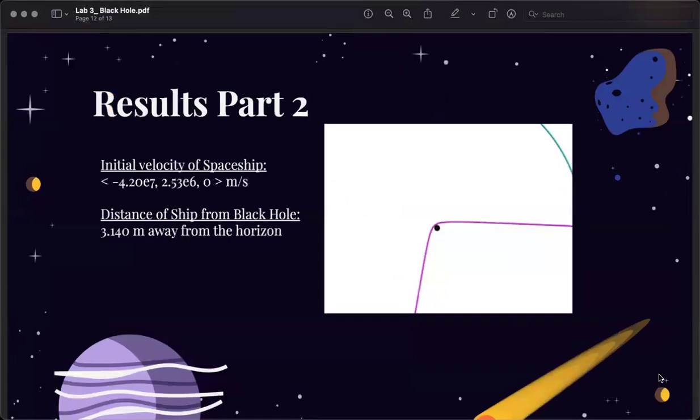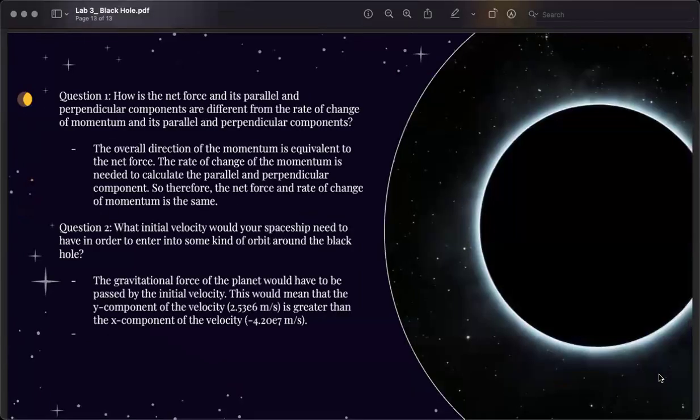So then here are the results of part two, and I got all of this through the code. So the initial velocity of the spaceship, and then the distance of the ship from the black hole. And then to sum everything up, we did the what if and the conclusion of everything.